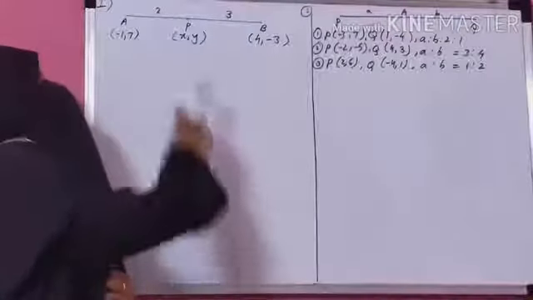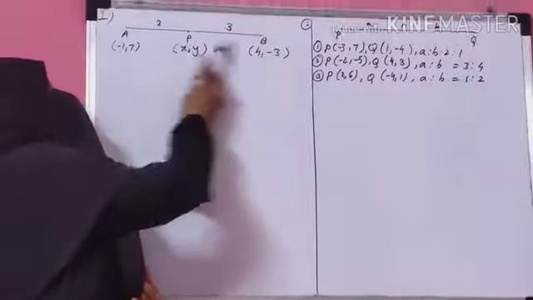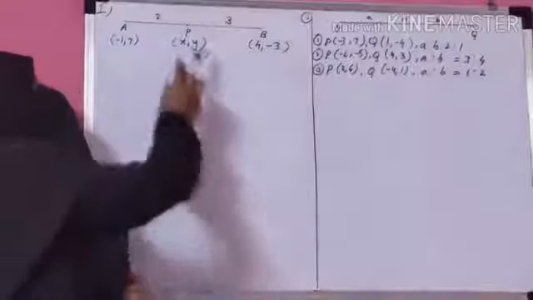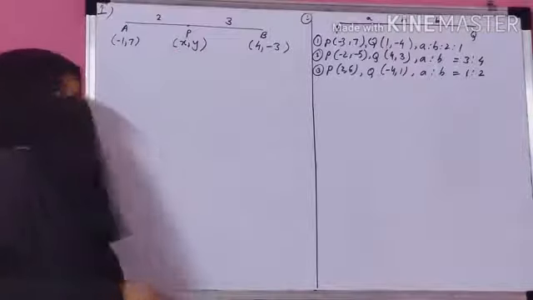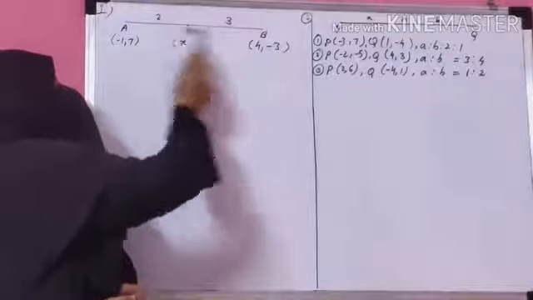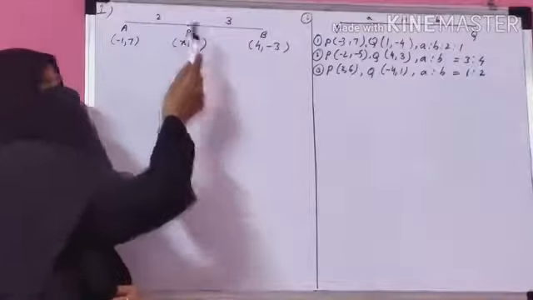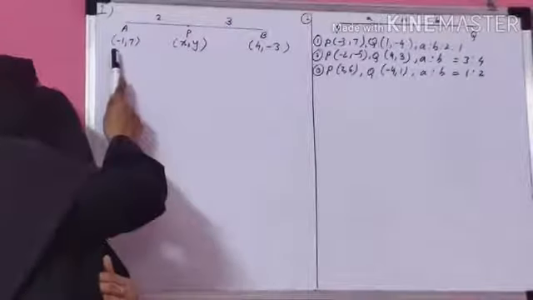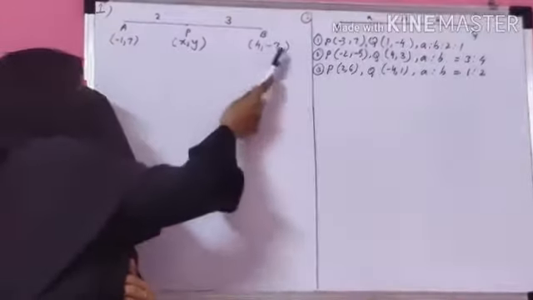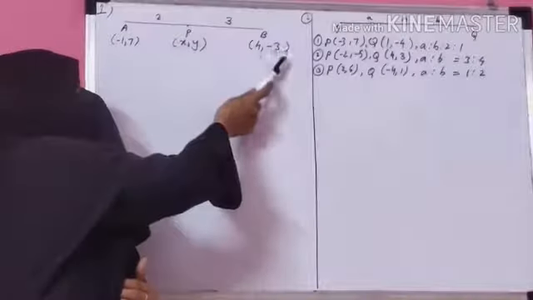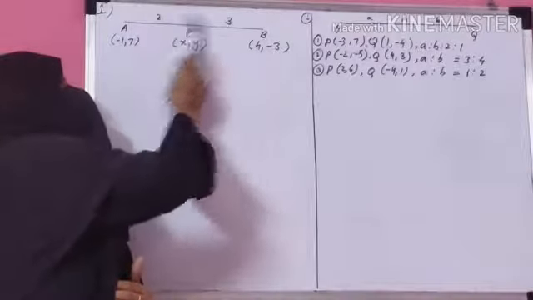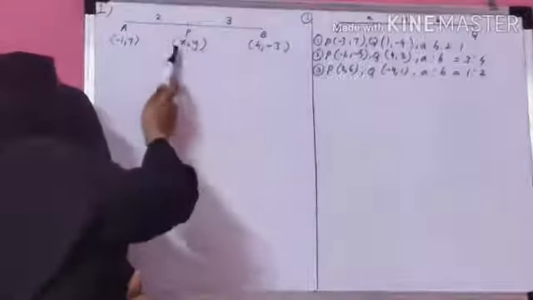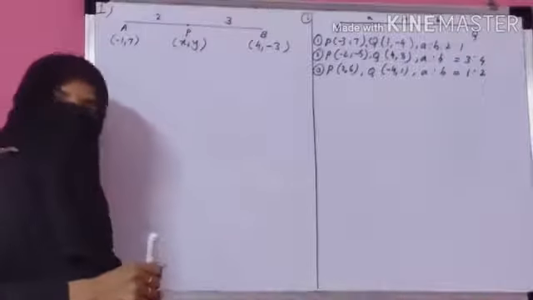Question number 1: point P divides the segment joining the points A and B in the ratio 2:3. Then you have to find the coordinate of point P. Here point P divides this segment AB in the ratio 2:3. As we discussed, the coordinate of the first point is x1, y1. Coordinate of the second point of the segment is x2, y2. And point P divides this segment in the ratio 2:3, and we have to find the coordinate of point P. That is, the coordinate of point P in general is x and y.